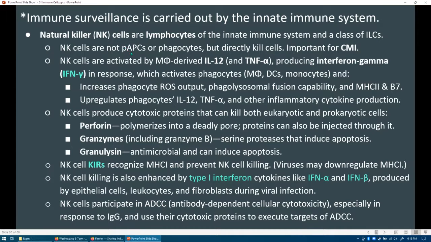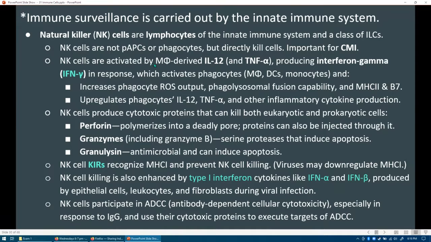They are not professional antigen presenting cells, and they are not phagocytes. They don't ever phagocytose things. Instead, what they do is they walk up to cells and they shoot them in the face. So they directly kill cells. Basically, natural killer cells are super important for cell-mediated immunity, which is a concept that I'll elaborate on later.